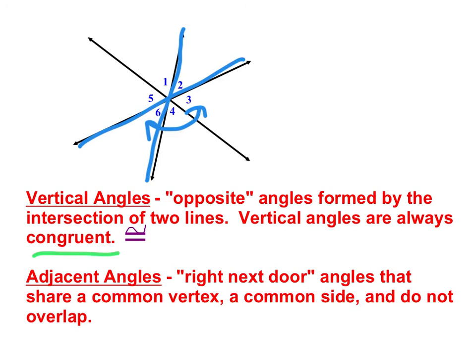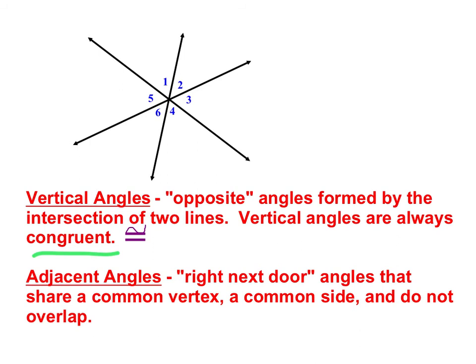Okay, so be careful and make sure that they are directly across from each other. Another angle relationship that we need to look at is adjacent. Adjacent means right next door. What that really means is they share a common vertex and a common side. In other words, they're touching each other.